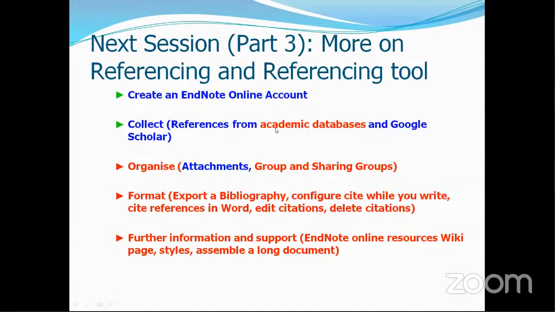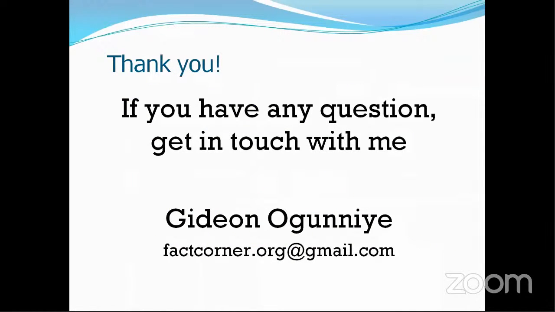We'll look at how to collect references from other academic databases apart from Google Scholar. And then under Organize, we'll look at how to group your references and how to share with co-authors. We'll also look at how to export a bibliography into your writing, how to configure your citation while you are writing, how to cite references in Word, and how to edit citation. And we'll look at some further information and support, EndNote online resources, wiki page, styles, and how to assemble a long document.